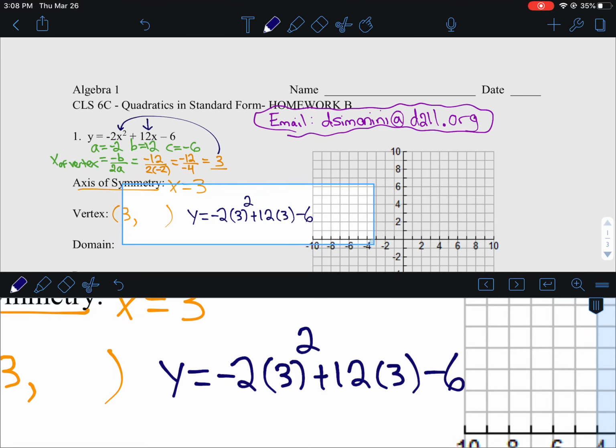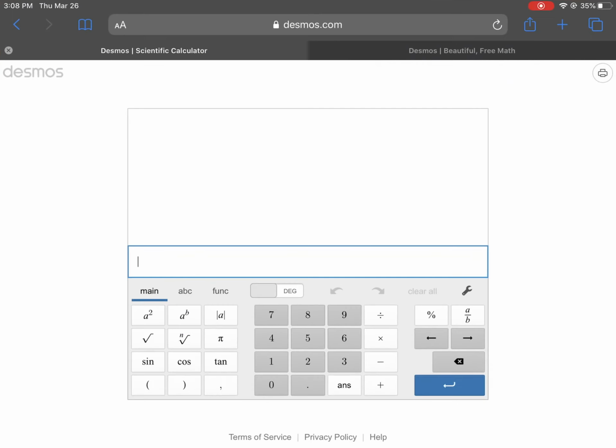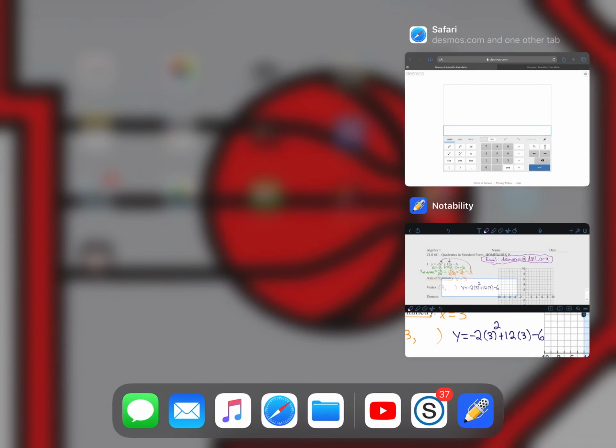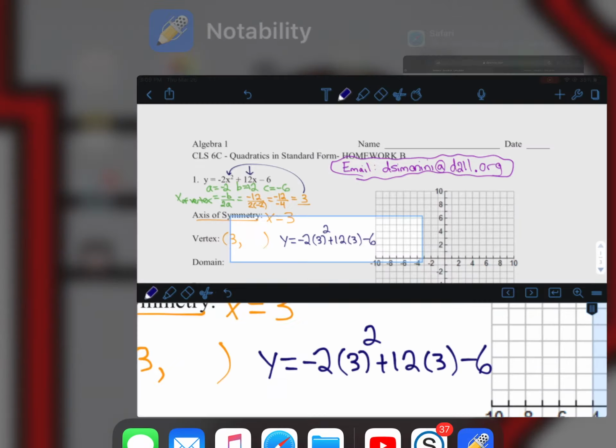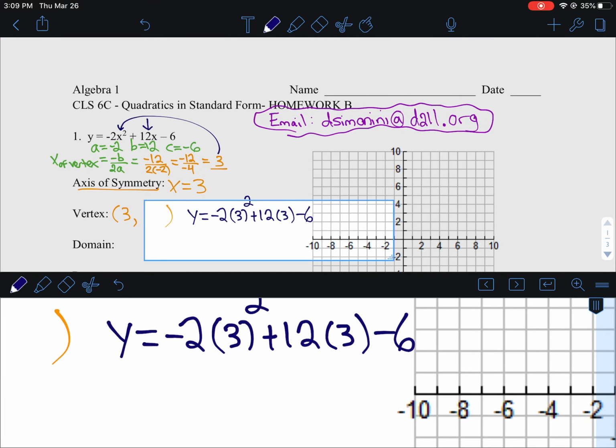And if you have trouble doing that by hand, you can use your calculator that you should hopefully have open. So in this case, it can be negative 2 times 3 squared, plus 12 times 3, and then what was it? Minus 6? Okay, minus 6, which is 12. So I'm going to come here now, and I'm going to have y equals 12.